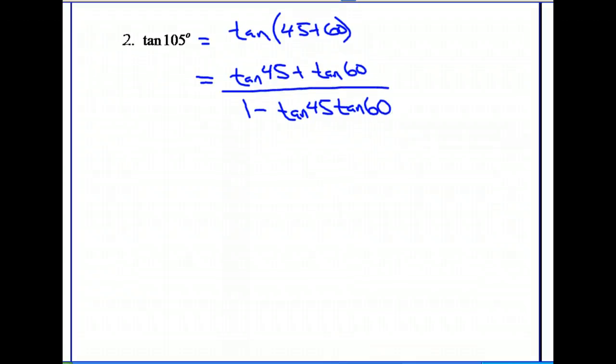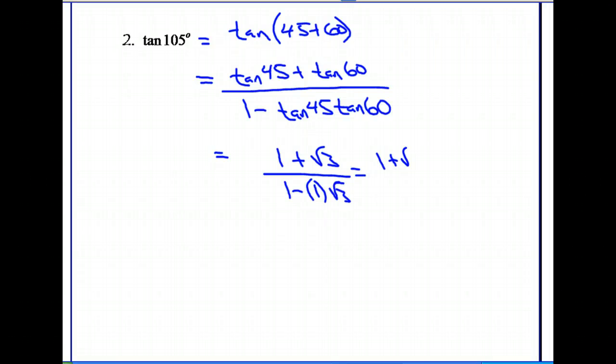Okay? Know these values? Tangent of 45, 1. Tangent of 60, square root of 3, 1 minus 1 times square root of 3. So on the top of our fraction, we've got 1 plus square root of 3. At the bottom, we have 1 minus the square root of 3. And trig is valuable just by itself, but all the algebra we review is also valuable. And remember, you cannot leave a square root on the bottom of a fraction.